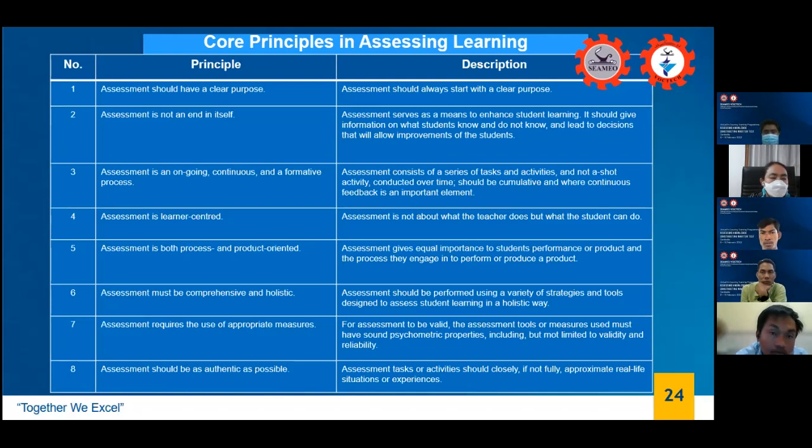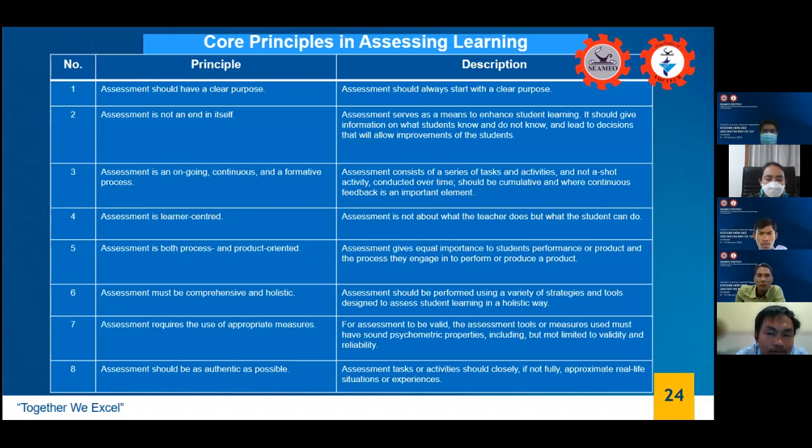So next, assessment is not an end to itself. What does it mean? Meaning to say, sometimes when your students do not do well in the first attempt, our role is not to condemn. Our role is not to stigmatize, right? When you stigmatize or condemn, you say, oh, that student is no good. Despite so much teaching, still cannot do. No, that's why it's called assessment.